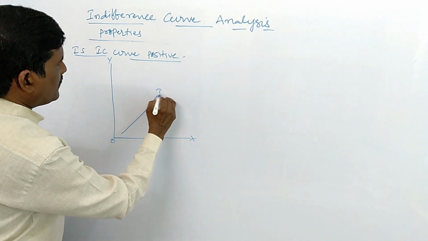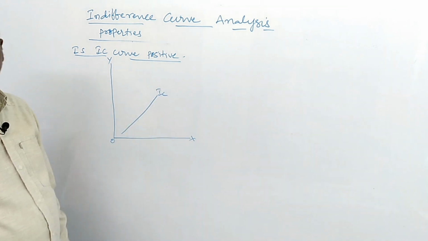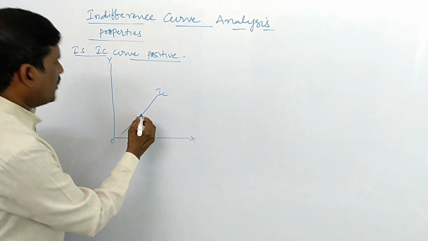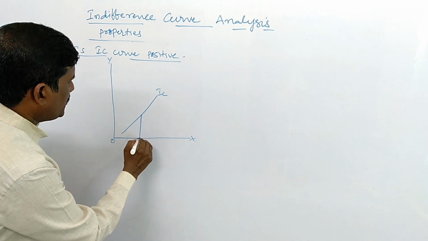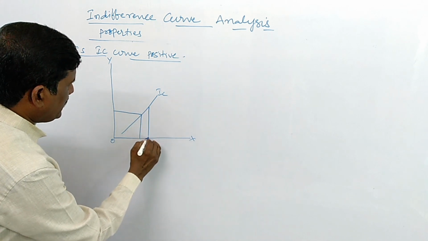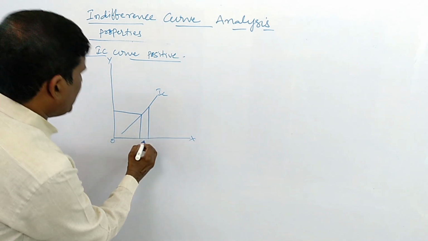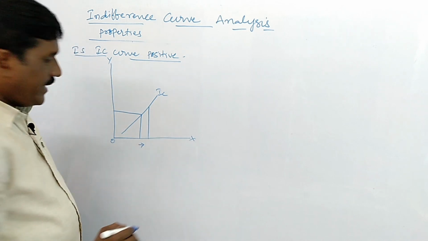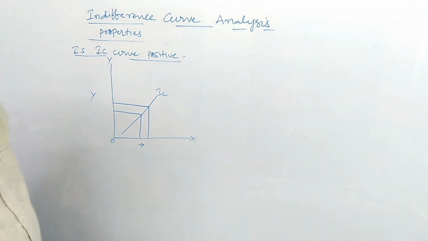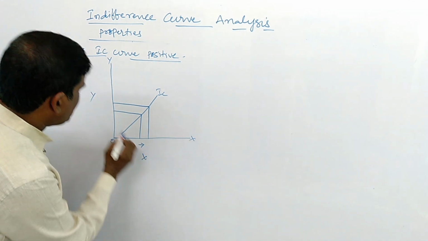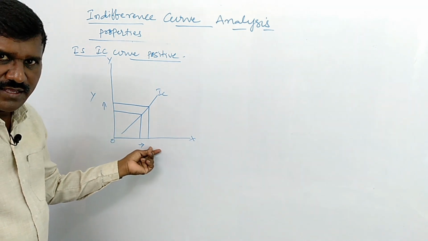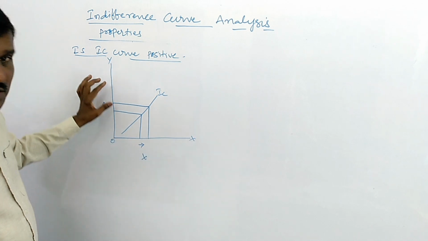So this is an IC curve. The IC curve is positive. What happens if the IC curve is positive? Say here, this is previous X and this is Y and this is X. So X changes, and the Y also changes. X good increases and Y good also increases.